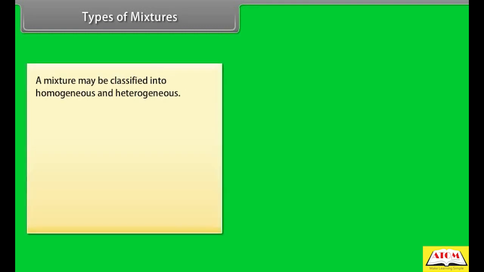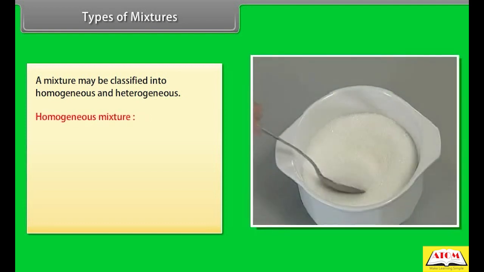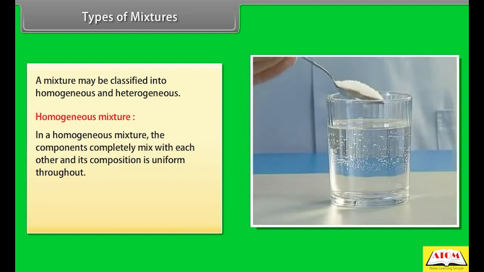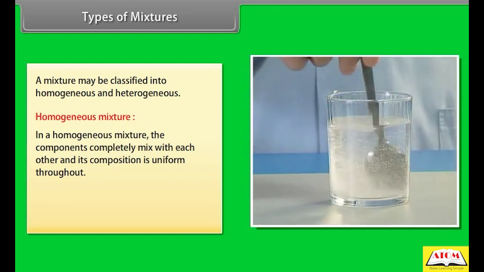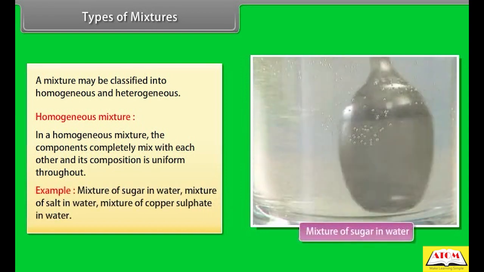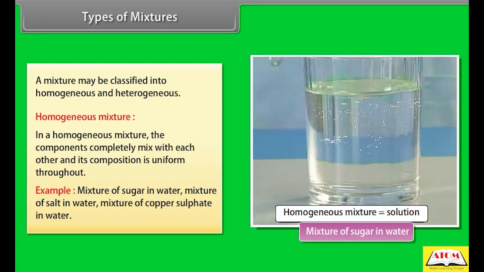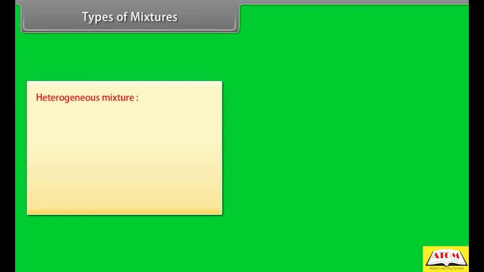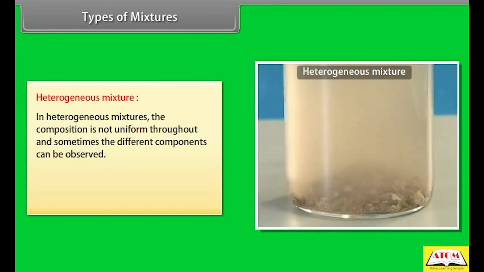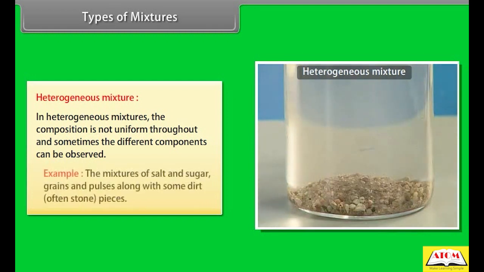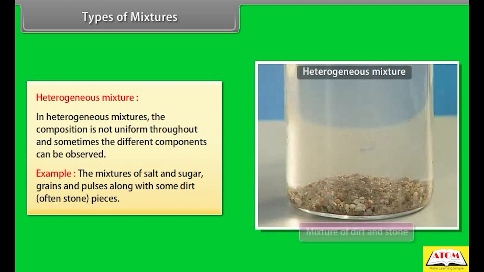Types of mixtures. A mixture may be classified into homogeneous and heterogeneous. Homogeneous mixture. In a homogeneous mixture, the components completely mix with each other and its composition is uniform throughout. Example, a mixture of sugar in water, salt in water, copper sulfate in water. Heterogeneous mixture. In heterogeneous mixtures, the composition is not uniform throughout and sometimes the different components can be observed. Example, the mixtures of salt and sugar, grains and pulses along with some dirt, often stone pieces.